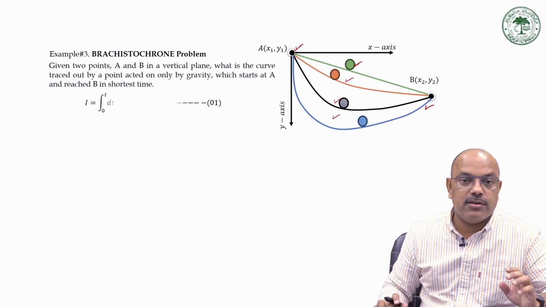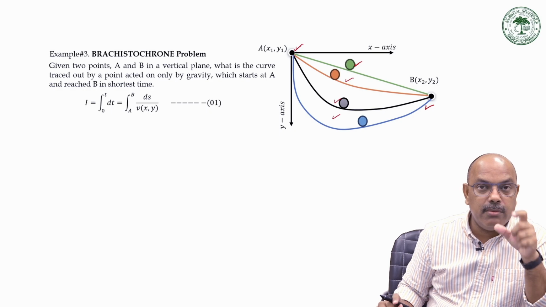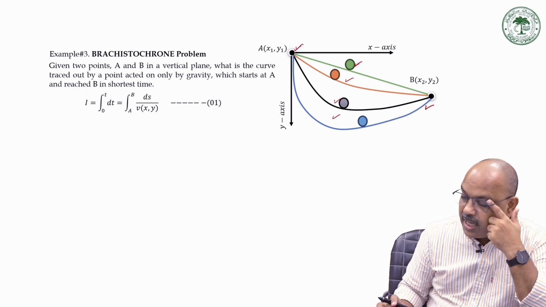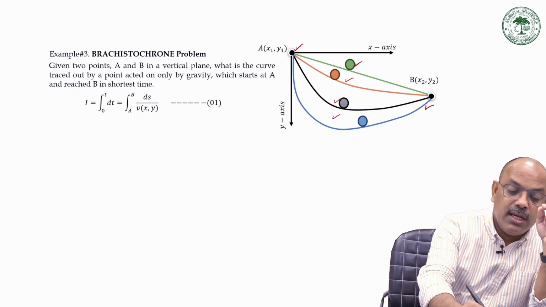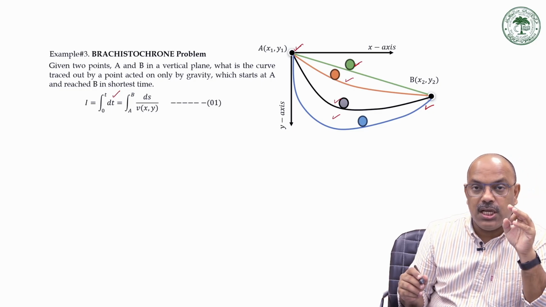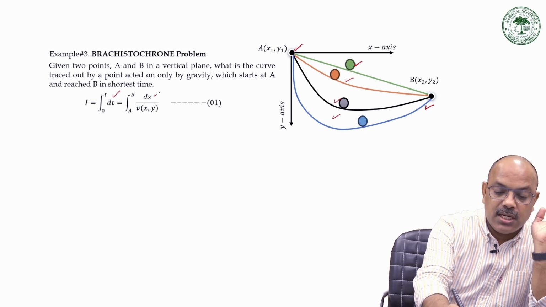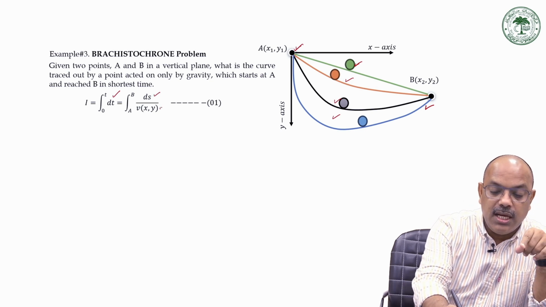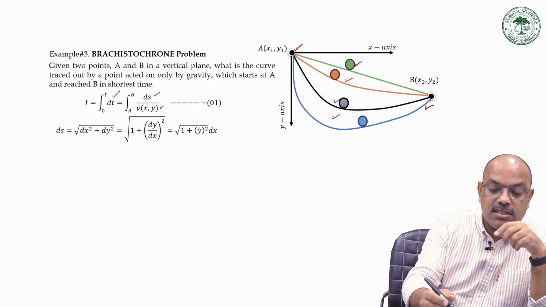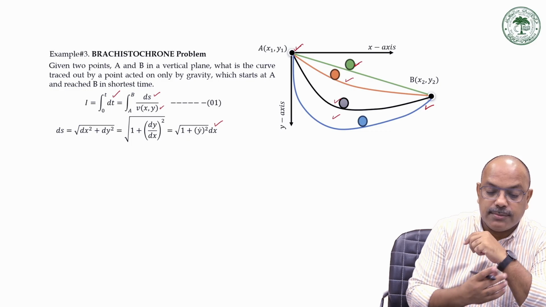So this is what we had to see. First thing, we are talking about minimizing the time. In all the other problems we were minimizing the path, where we were doing ds. Now we are minimizing the time, that is going to be the integral of dt from 0 to time t, and dt is s divided by v, going from point A to B. Now ds, we know, is square root of 1 plus y dot square times dx.